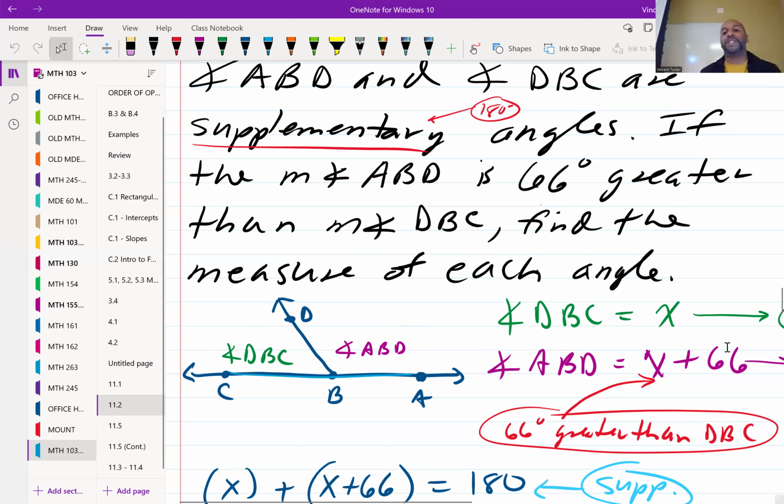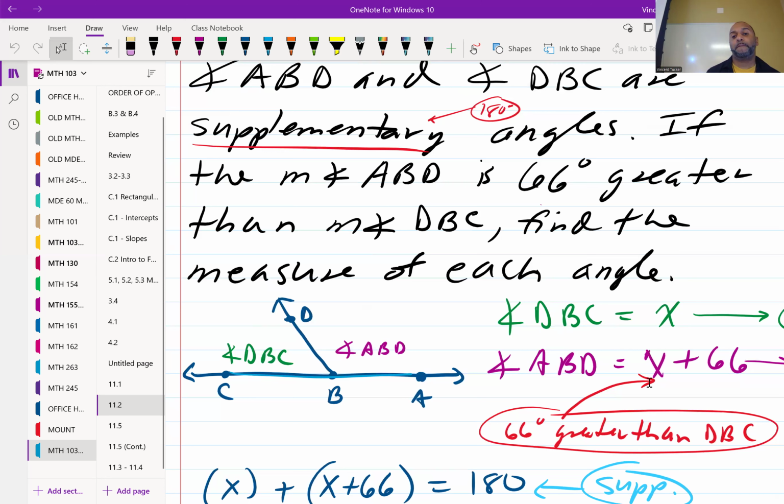So basically set up this way, whether they give you the diagram or this figure or not, we know that we have this angle that's labeled DBC. We have an angle that's labeled ABD, and we know they add up to give us 180 degrees. So now the relationship they give us in reference to both of them is that ABD is 66 degrees greater than DBC. But they don't tell us what DBC is. So what you would do is call DBC X and then call ABD X plus 66.